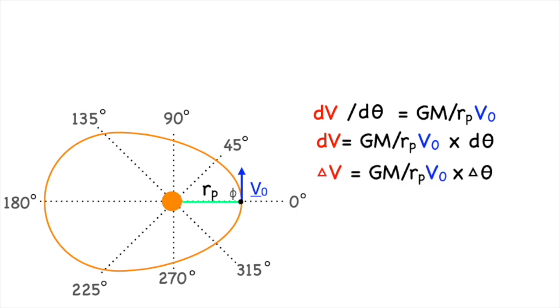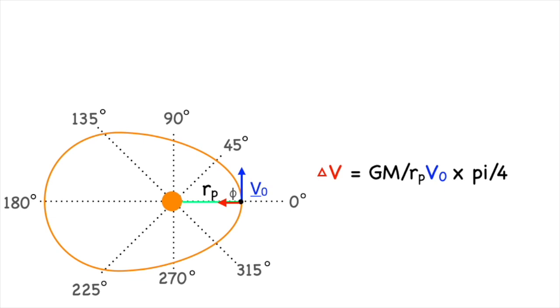But first, let's look at things on a more macroscopic level. Imagine that we turn on gravity every 45 degrees, that is, every pi over 4 radians. Then we could add in the delta v's as follows. We will draw in delta v's every 45 degrees around the orbit. Their magnitude is always the same, as defined by the right-hand side of the equation above. Their orientation, of course, is such that they always point towards the sun.